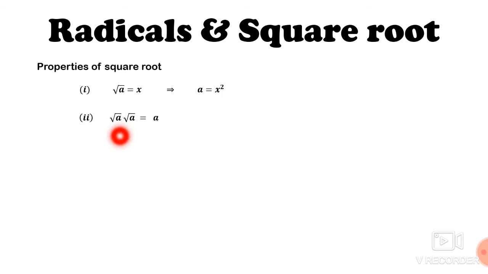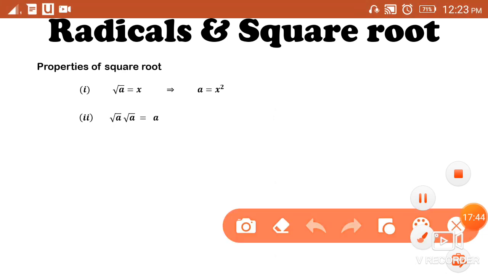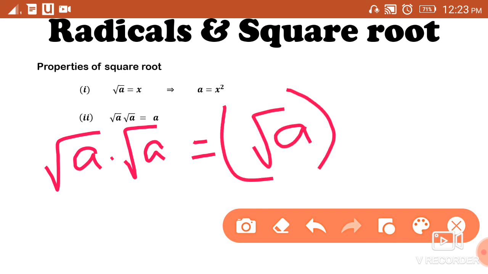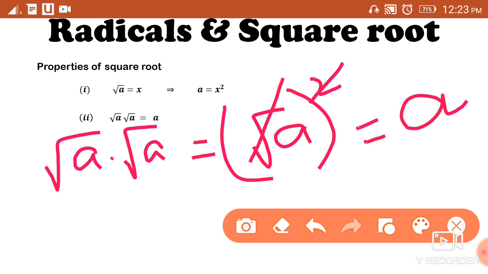Second property says square root of a multiplied by square root of a is equal to a. Take an example. Square root a multiplied by square root a means square root a whole square. This square and this square root will be cancelled out, and we will get a. This is how we get this property. Okay.